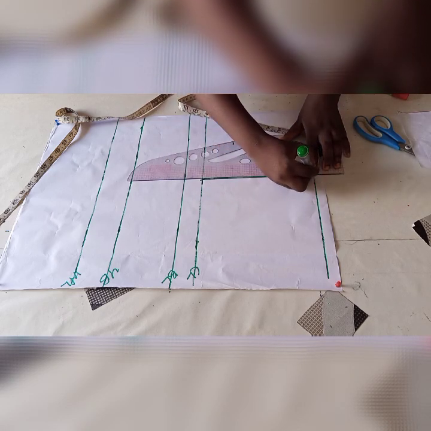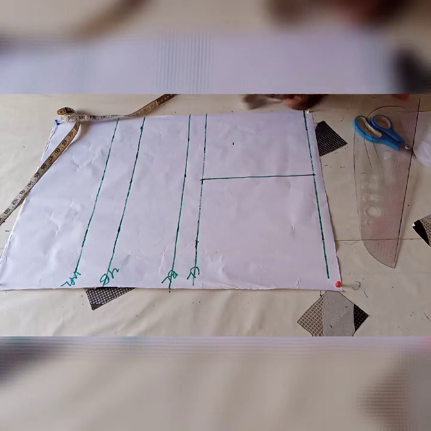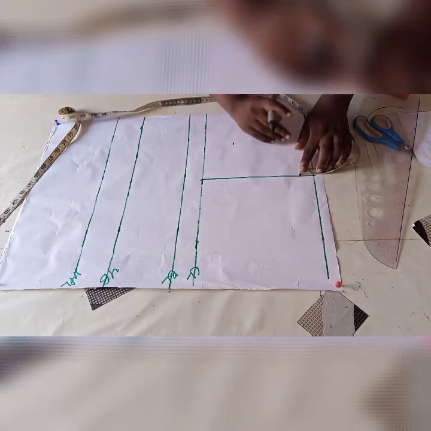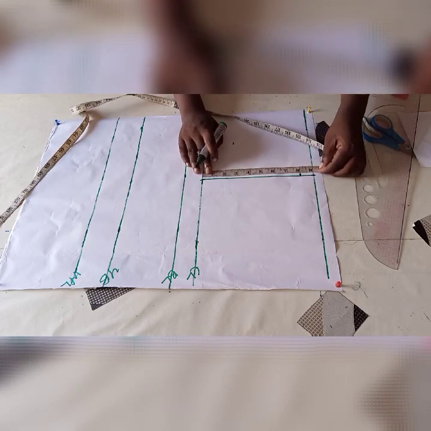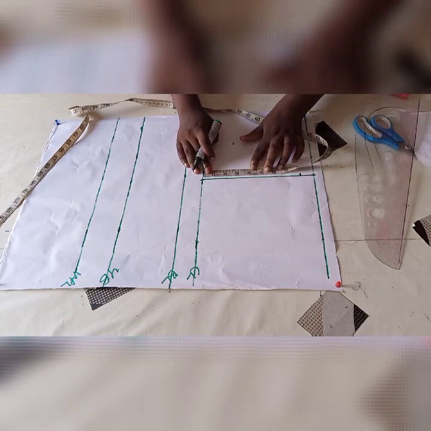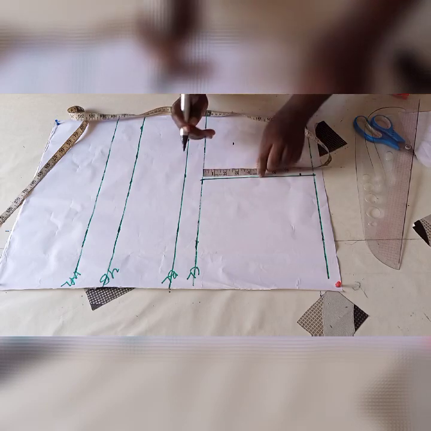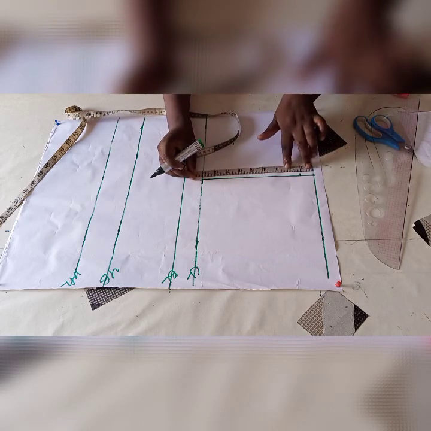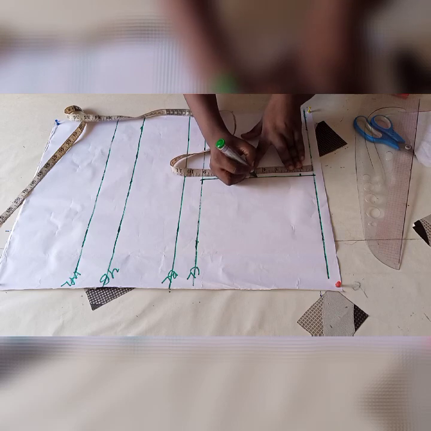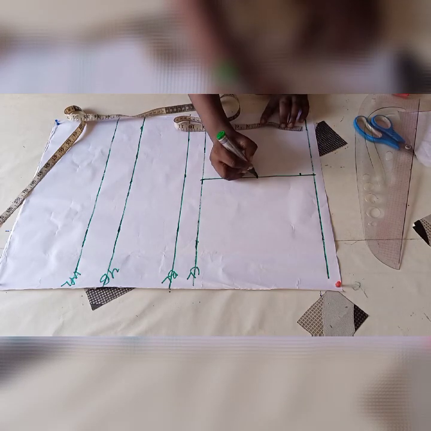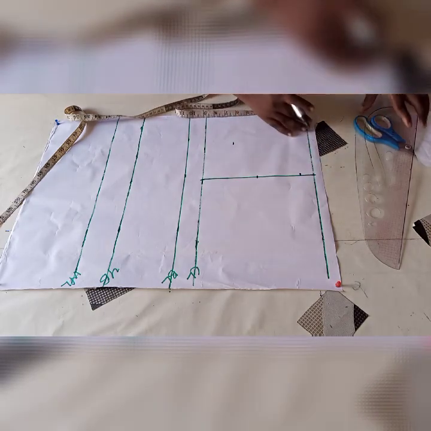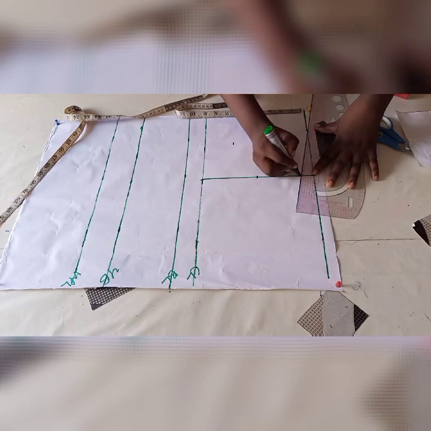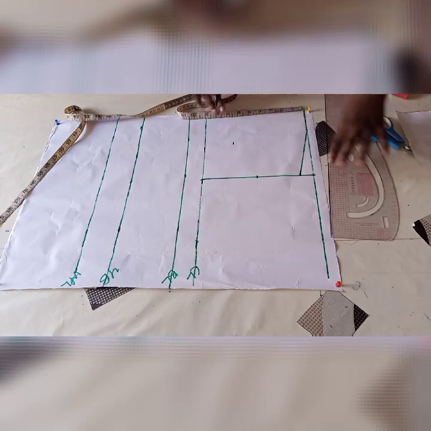Here at this point, I'll come down by 1 inch for the shoulder slope. So this is our shoulder slope. I'll look for the midpoint of 9. The midpoint of 9 is 4 and a half. So this is our midpoint. So here is the midpoint. So this is our shoulder slope.